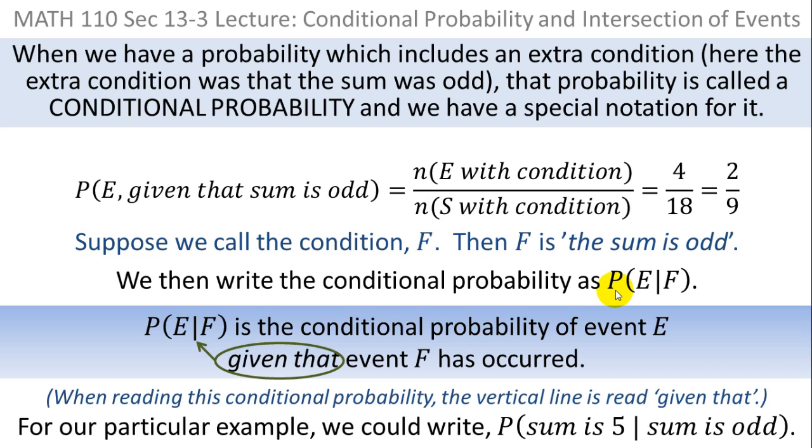Also, you don't have to use E's and F's. In our particular example, we could write the probability that the sum is 5 given that the sum is odd. Instead of writing E vertical line F, we could just write it out in words. So that's what we mean by conditional probability, and that's the notation for conditional probability.